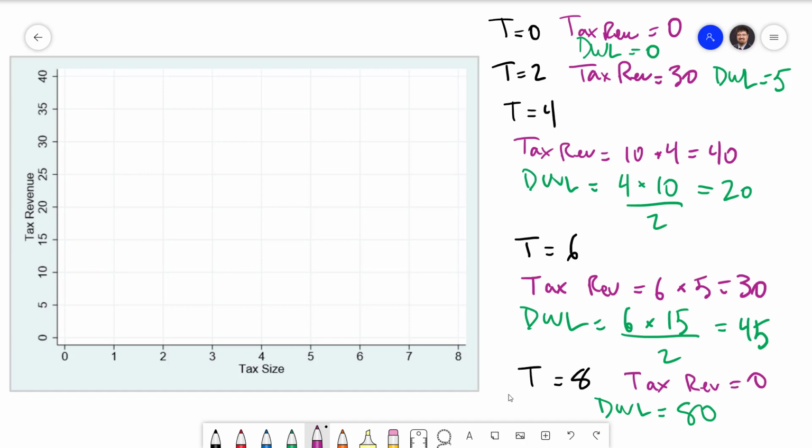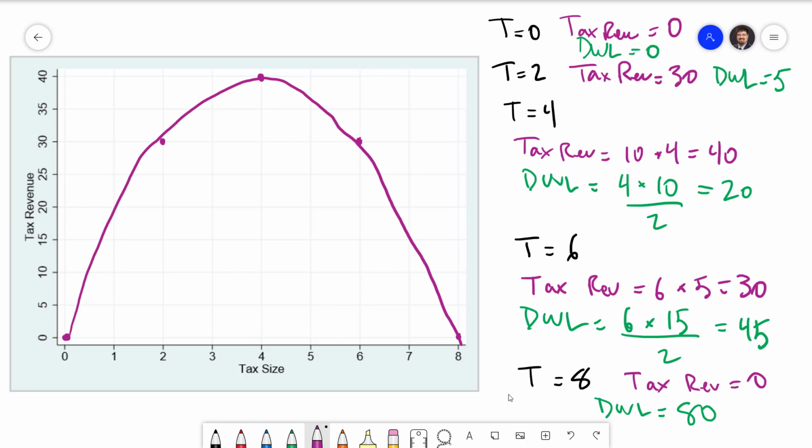Let's graph these. When we have a tax of 0, we have a revenue of 0. When we have a tax of 2, we have revenue of 30. A tax of 4, we have a revenue of 40. Tax of 6, we have 30. And when we get to 8, it drops back down to 0 again. We can sketch in a curve here. What we have is a parabola.